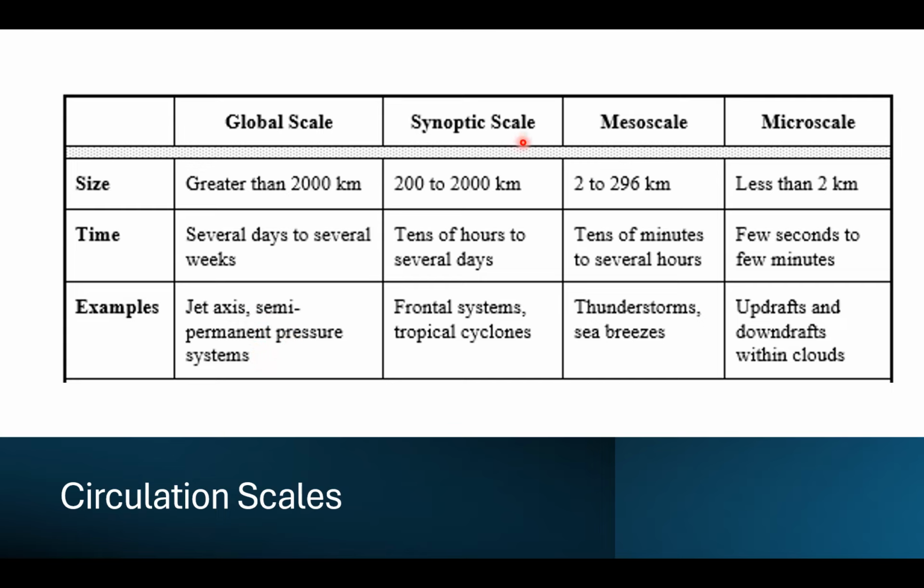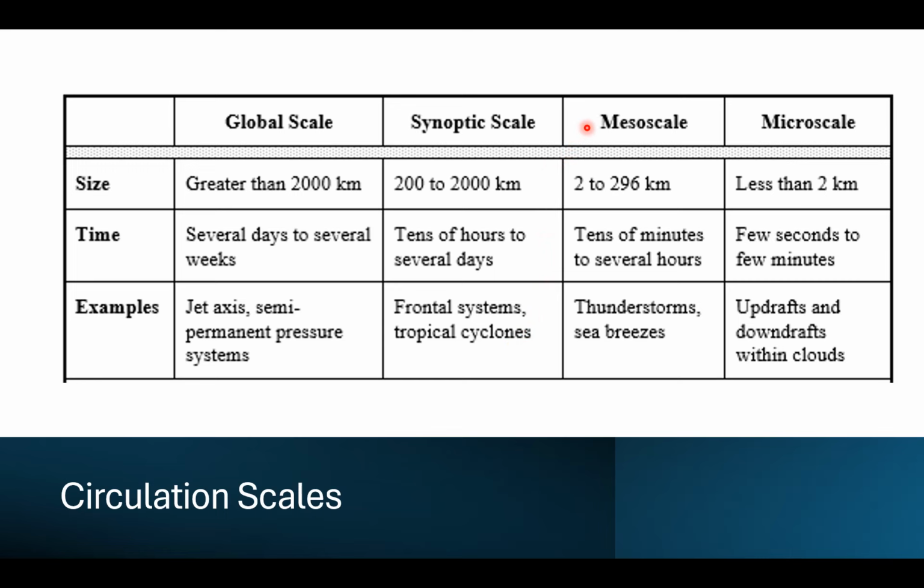For the synoptic scale, the size ranges from 200 to 2,000 kilometers, and the time period synoptic scale covers is tens of hours to several days. And some examples of atmospheric features on the synoptic scale include frontal systems, and tropical cyclones would be on the synoptic scale.